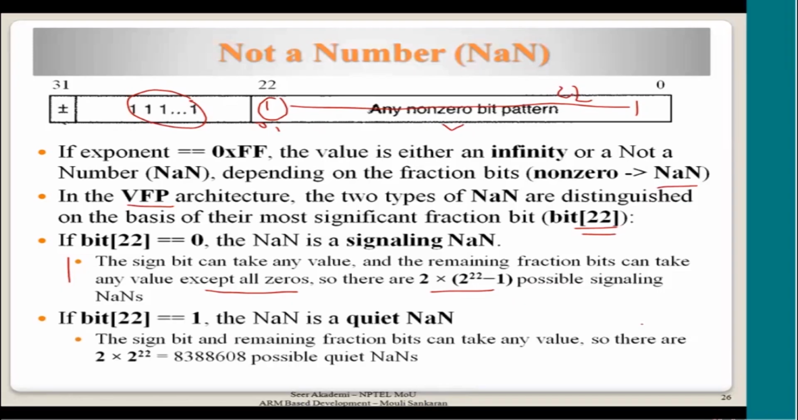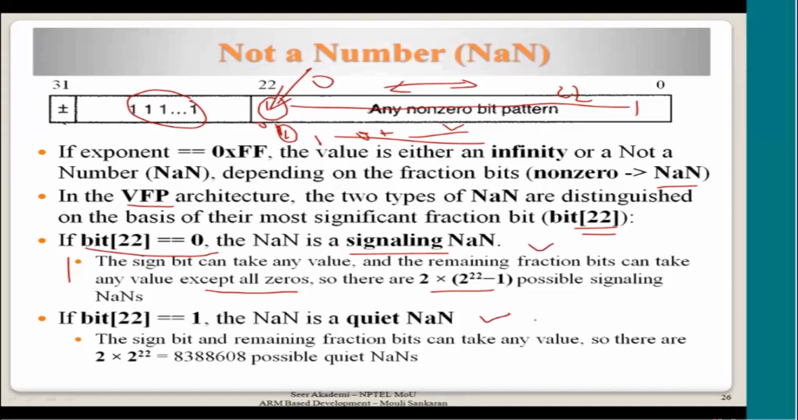This is called a signaling NaN, a not a number. If it happens to be 0 or 1 followed by a non-zero bit pattern, that's called a signaling NaN. If the bit 22 is 0, it cannot be 0 or 1, it has to be a 0, and then a non-zero bit pattern is called a signaling NaN. And then the quiet NaN is when this is 1 followed by any value from 0 to all 1s. That is called a quiet NaN.